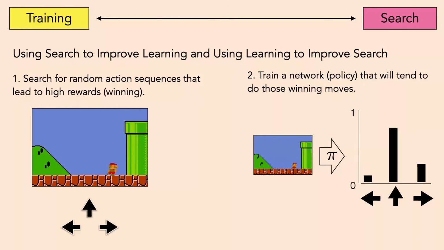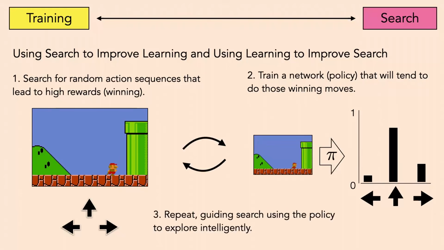Then you're going to take that. You searched, you found the good sequence of actions. And now you're going to fit a neural network to directly predict that sequence. So now you're going to say, in that situation, my search algorithm found that it was good to jump. So I'll train a neural network to directly go from that. I don't have to do a search process anymore. Now I can just directly map. It's called a policy that directly maps from the state to the optimal action.